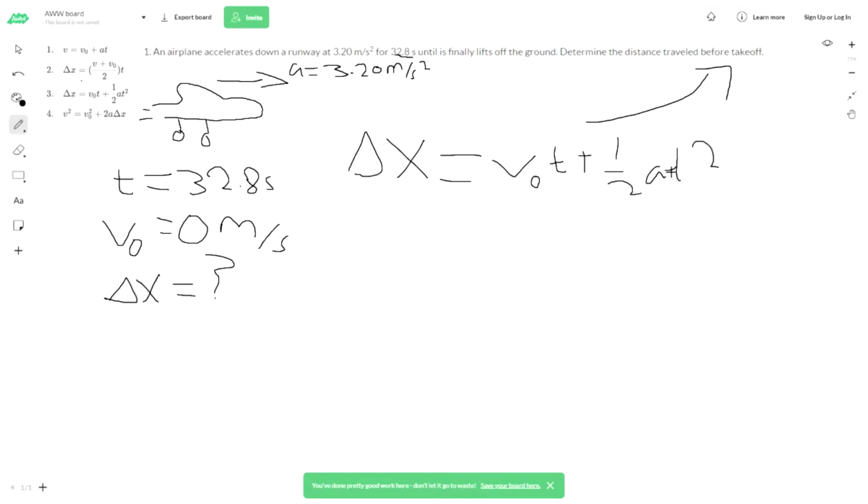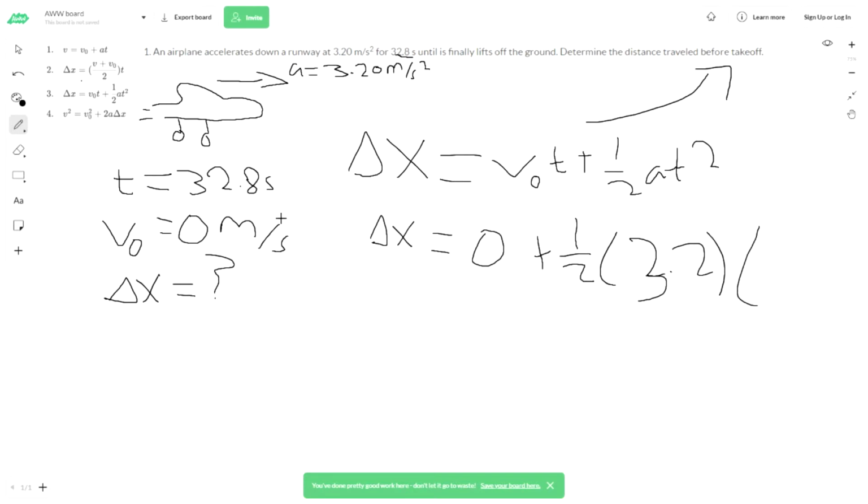So change in x equals initial velocity times time plus 1/2 at squared. Change in x is what we're looking for, and we know this here is going to be 0 because initial velocity is 0, plus 1/2 times 3.2, which is our acceleration, times our time, 32.8 squared. Now plugging this all into our calculator, we can find that the answer is 1,720 meters.